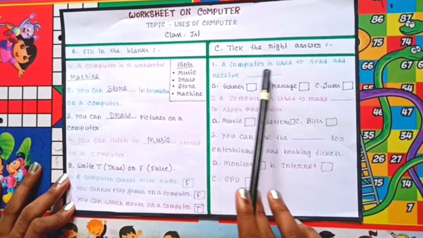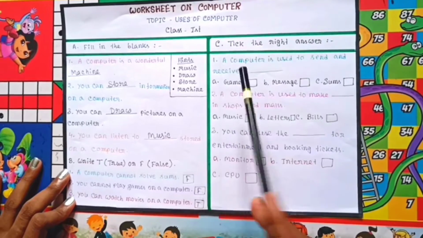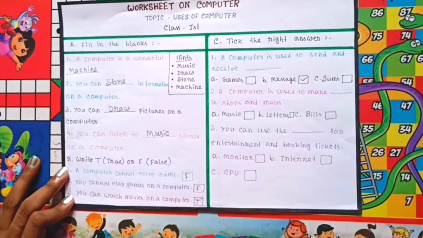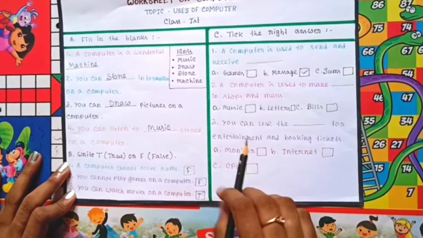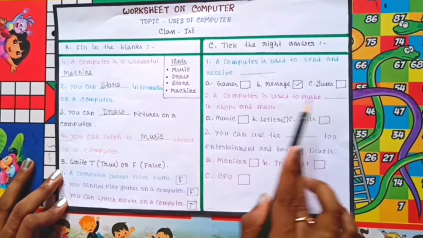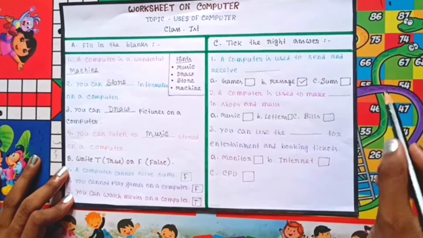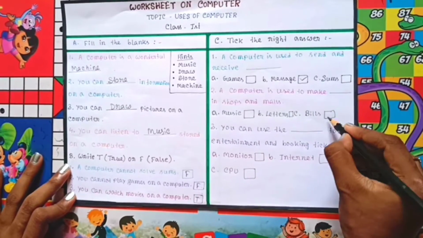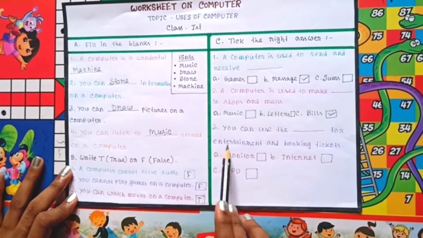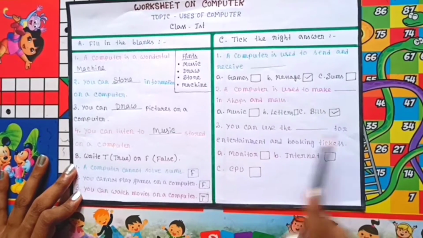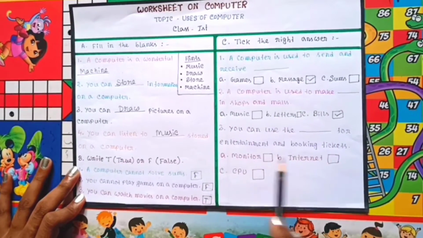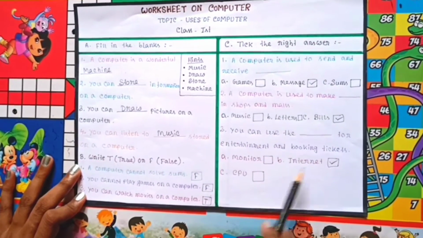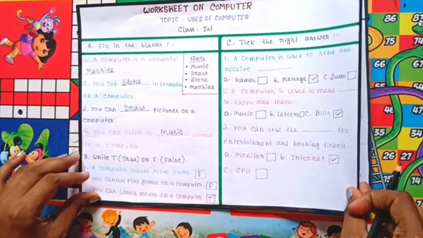Next question is tick the right answer. Okay? A computer is used to send and receive messages. So here this is the right answer. Next, a computer is used to make dash in shops and malls. Bills. Make bills. You can use the internet for entertainment and booking tickets.